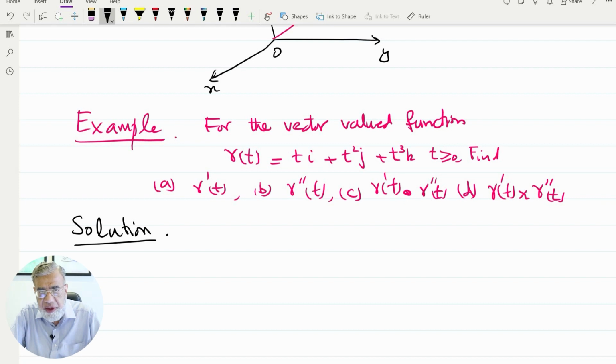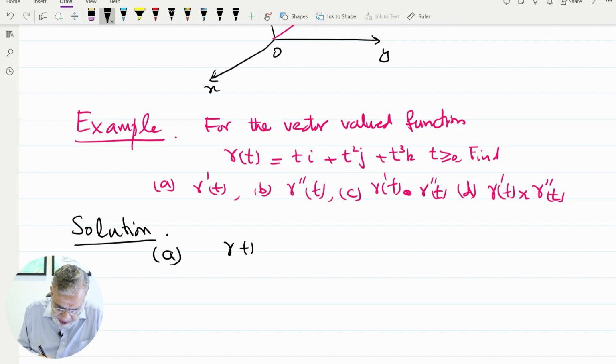We are given the vectorial function r of t is equal to t i plus t square j plus t cube k, with domain t bigger than or equal to 0. We want to find the first derivative, second derivative, dot product, and cross product. So the A part, we want to find the first derivative. We are given r of t is equal to t i plus t square j plus t cube k.